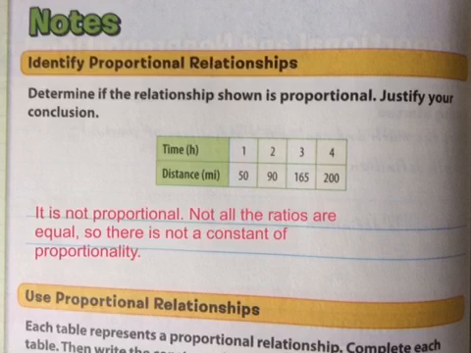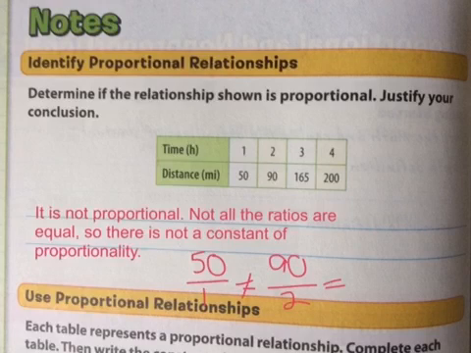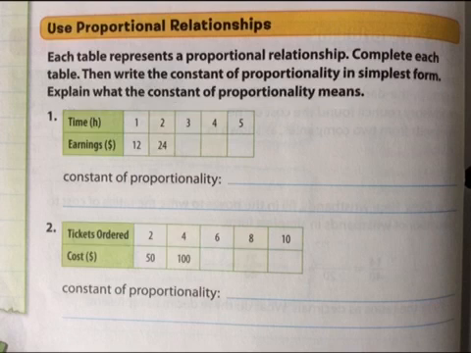What we mean by that is that when we have 50 in 1 hour, it's not the same as 90 in 2 hours, which is also not the same as 165 in 3 hours. It's just not the same. Please copy this down as a key answer. Okay, next we have use proportional relationships.